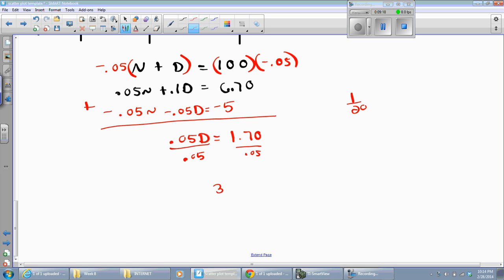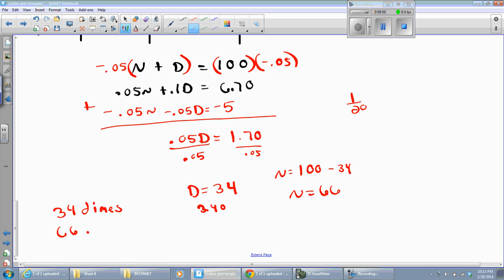Okay, and 34, I'm thinking the number of dimes is 34. And if the number of dimes is 34, then 100 minus 34 means the number of nickels is 66. Okay, and so I have 34 dimes. By the way, 34 dimes is $3.40, right? 66 nickels.